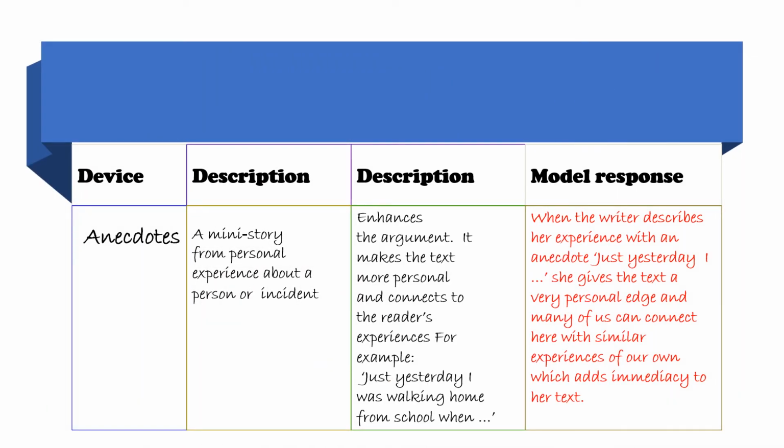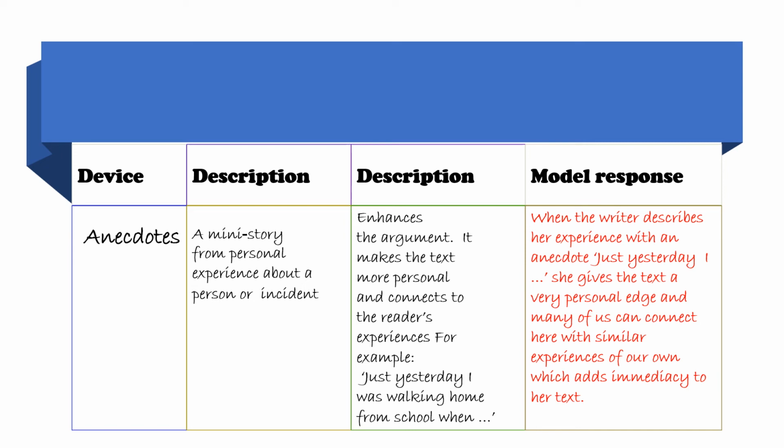Device number 4, anecdotes. What is an anecdote, first of all? It's a mini story from personal experience about a person or an incident. It enhances the argument, it backs it up. It makes the text more personal and connects to the reader's experiences.